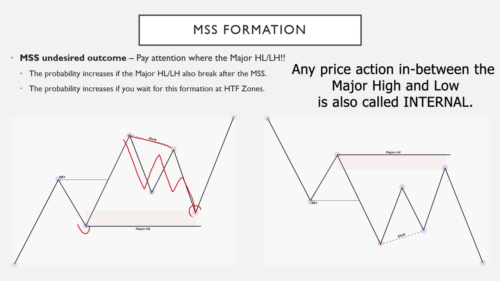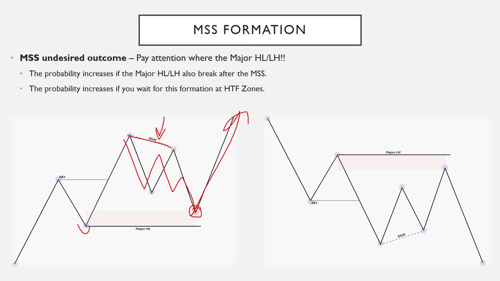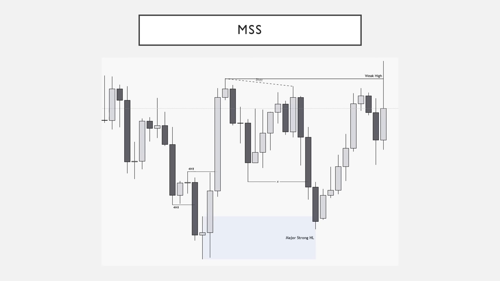But again, sometimes, as I told you, this could be a first sign of the market potentially reversing. It's much better to wait for a trend change, which we're going to cover next. Okay, here is an example of a market structure shift that was not valid. So the market pushed in, it pulled back for a new higher low, then tried to push and it failed.